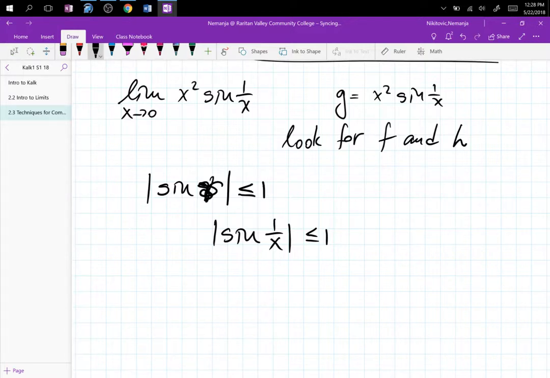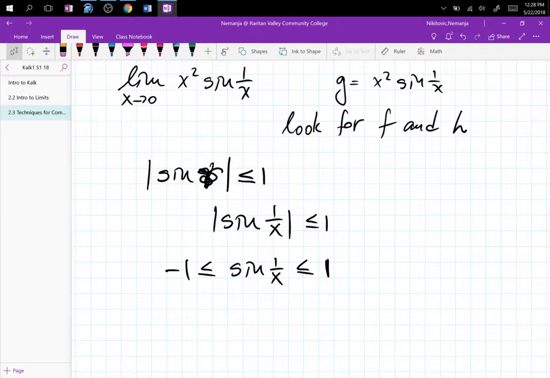So sine of 1 over x is going to be bounded by 1. What this means is that sine of 1 over x is in between -1 and 1. If you know your algebra, you know what this means.